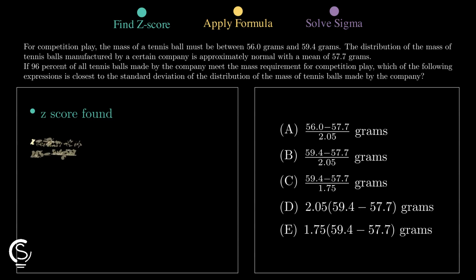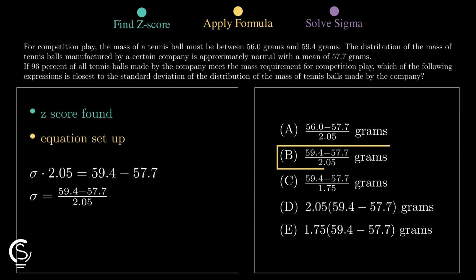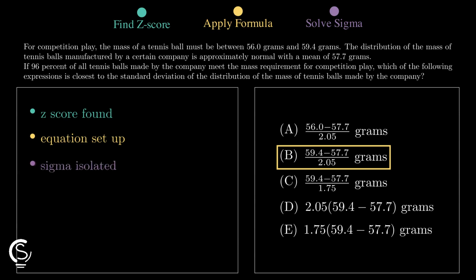Finally, rearrange the equation to solve for sigma. Multiplying by sigma and dividing by 2.05 gives us the correct expression. That makes option B the winner.